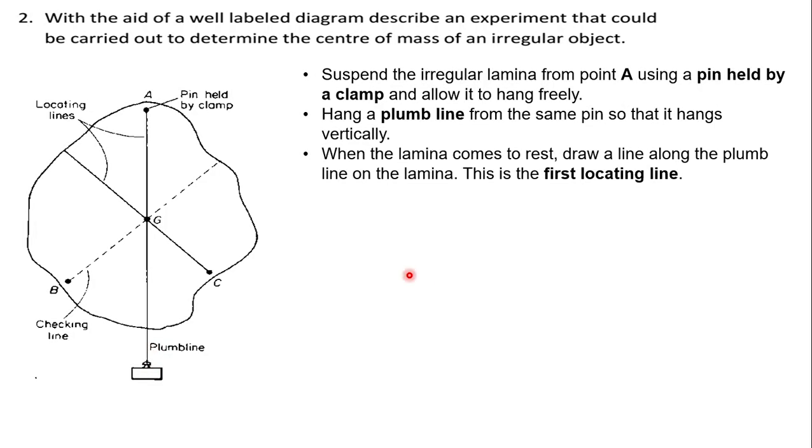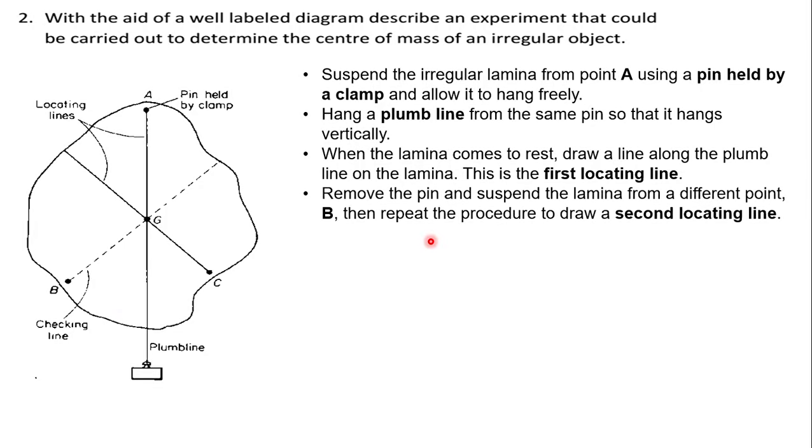Then when the lamina comes to rest, draw a line along the plumb line on the lamina. So draw a line along this string. This line is called a locating line. We're trying to locate a point on the lamina where the center of the mass lies on this object.